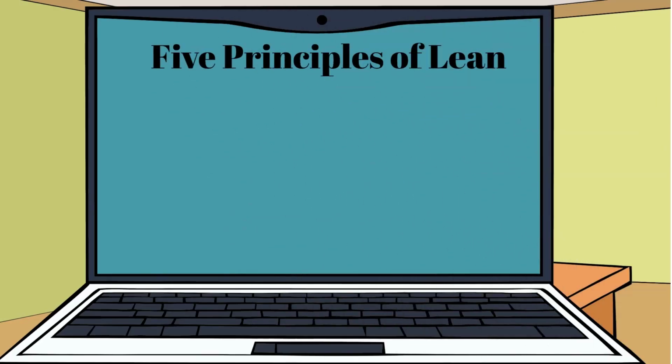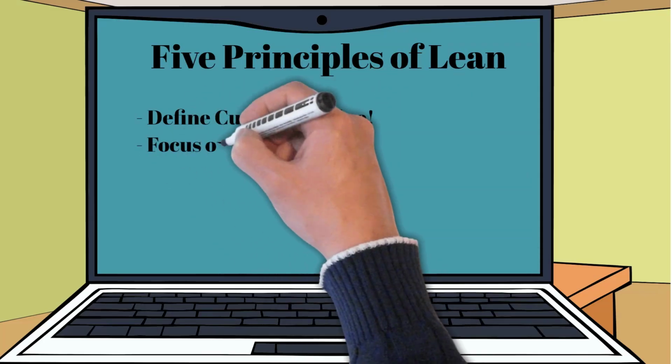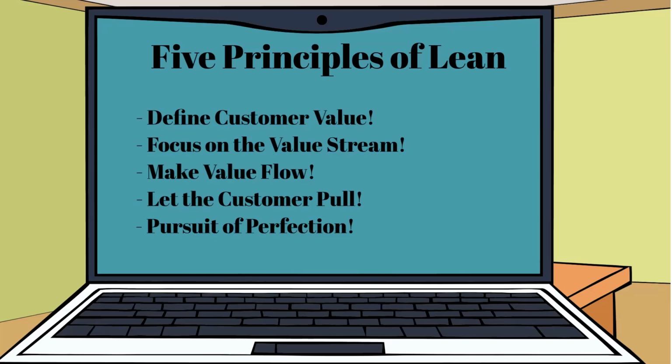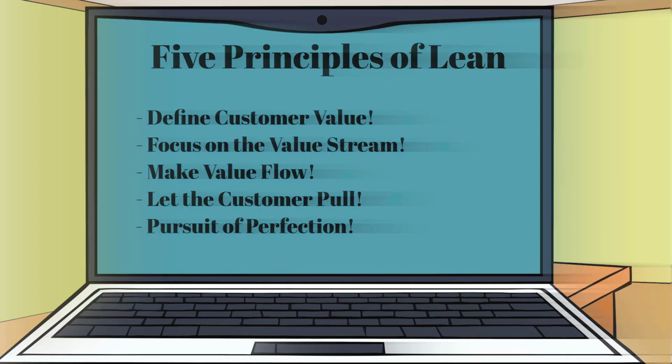Do you remember the 5 principles of Lean? They are defining customer value, focus on value stream, make value flow, let the customer pull, and pursuit of perfection.